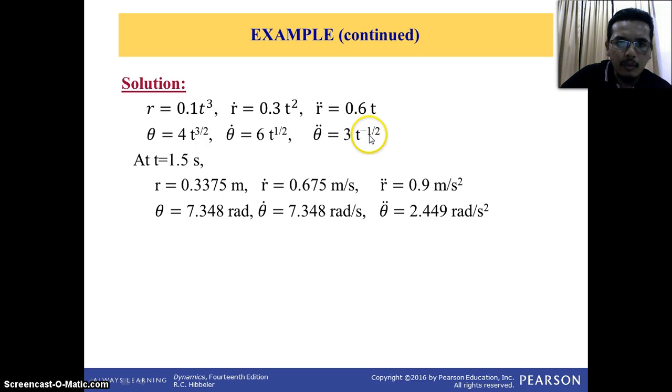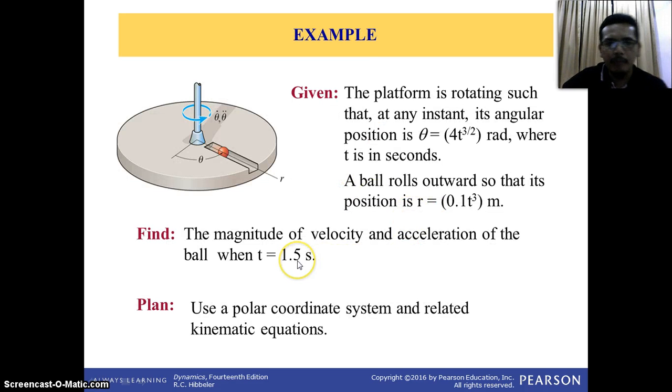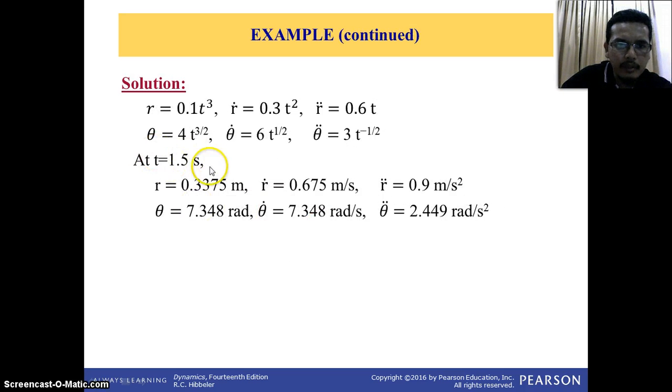Because we want to find the instantaneous velocity and acceleration at t equal to 1.5 seconds, we substitute 1.5 seconds into these equations. So r is just 0.1 multiplied by 1.5 to the power of 3. Same thing, we substitute 1.5 into r dot, and into r double dot, and the same for theta dot and theta double dot, so we get all the information.